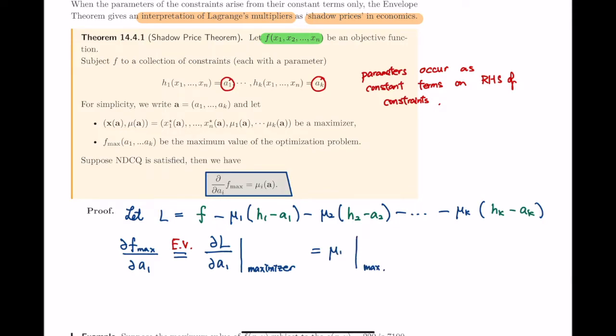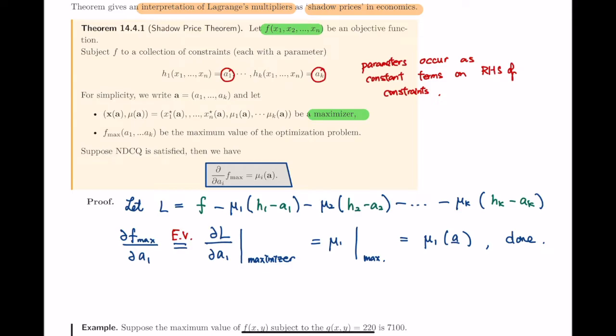And at the maximizer, what is the value of mu1? Well, look at the maximizer. What is mu1? Mu1 turns out to equal this guy, okay? So this equals mu1 of a. And then we're done, okay? So done. But, well, of course, this is just about a1, but you probably imagine this proof does not depend on whether you're using a1 or a2 or a3 here. So you get an identical result for every single parameter.